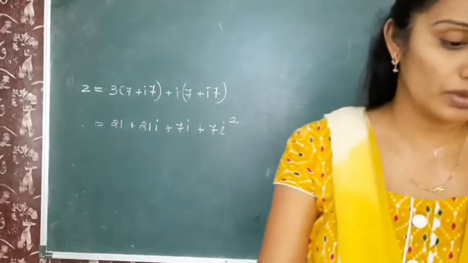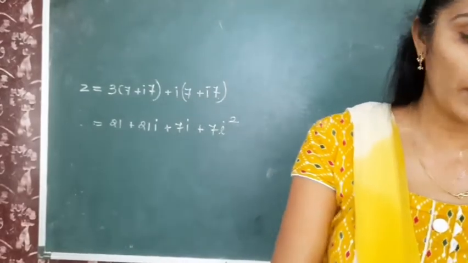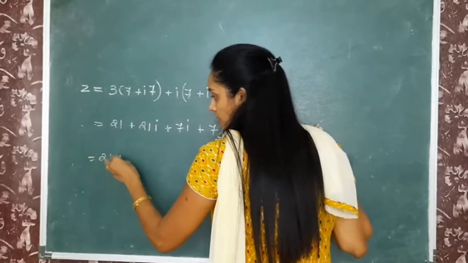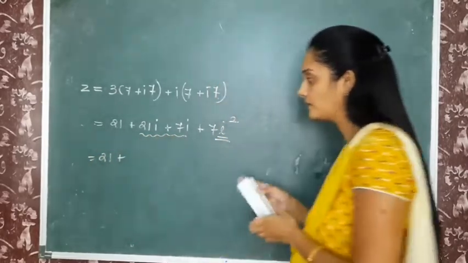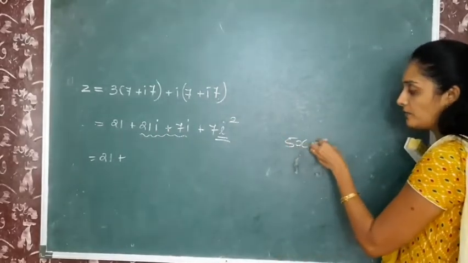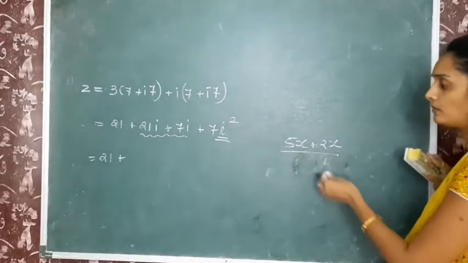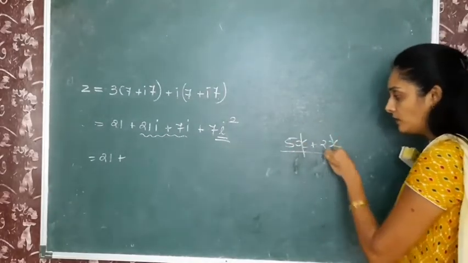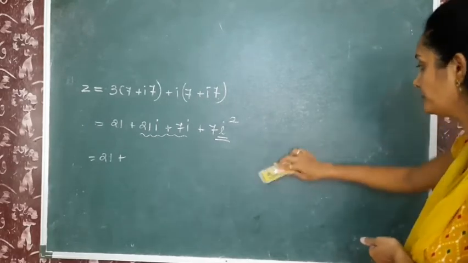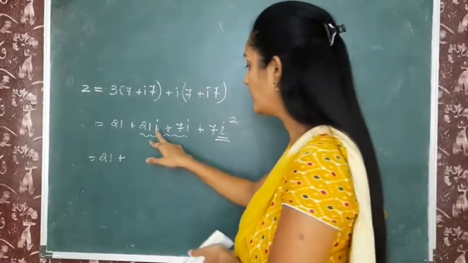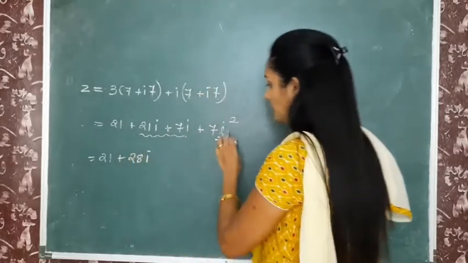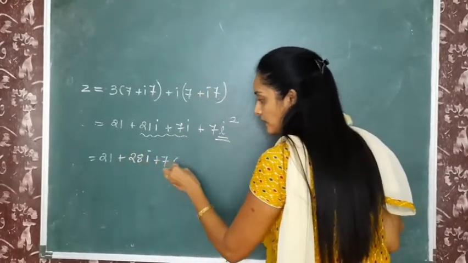And you have to remember that for complex numbers, i square is equal to minus 1. So 21 as it is. These two terms are like terms, here also i and here also i. If we have 5x plus 2x, then these two terms are like terms because the variable is x here and here also x. Here 21i plus 7i, so the answer is 28i. Plus 7 and i square is equal to minus 1.